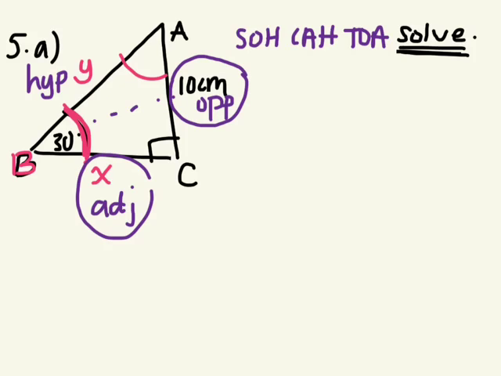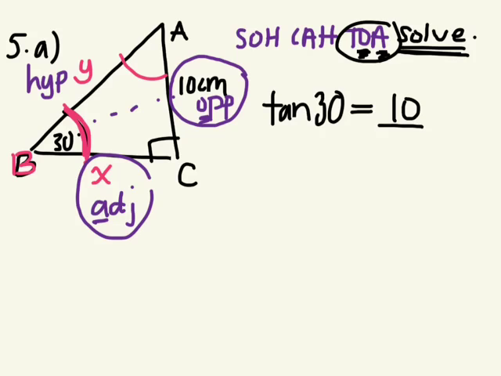We need to find the adjacent. Which ratio uses opposite and adjacent? Look for O and A. Tan, good. So we're going to use this ratio. Tan of what's the angle? 30 equals what? The ratio states that it's the opposite over the adjacent. 10 over x, good.